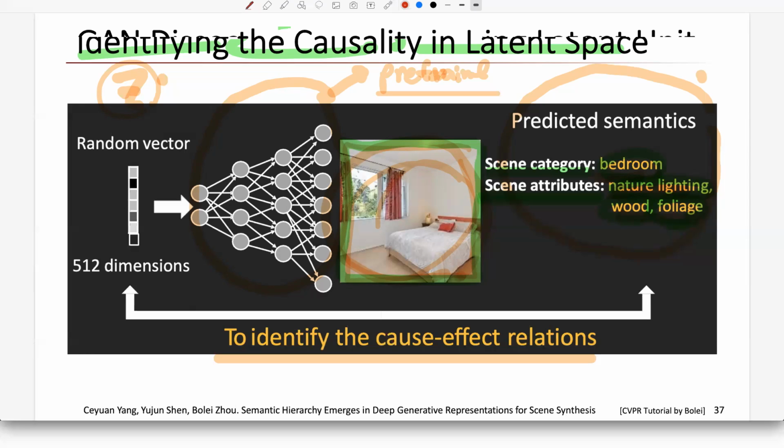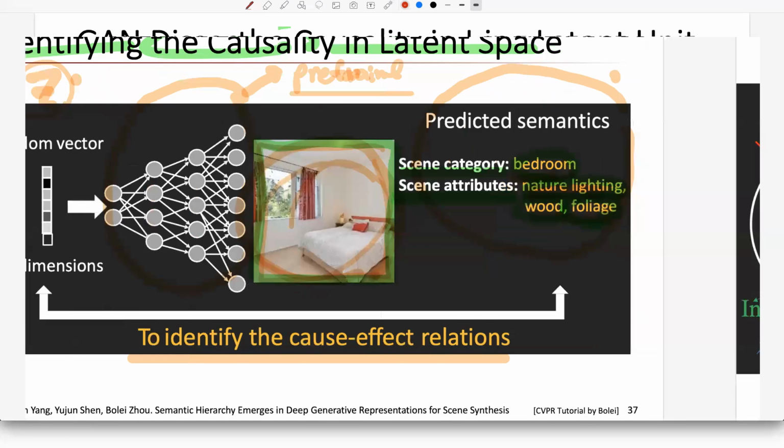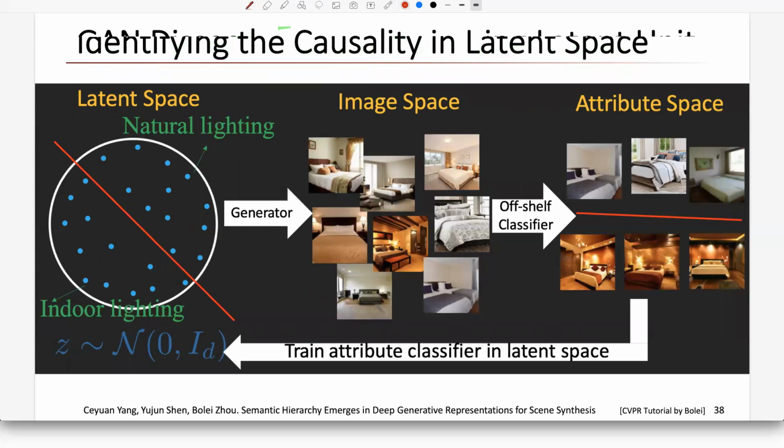즉 input vector z와 predicted semantic의 causal effect 또는 얘네 둘 사이 릴레이션십을 찾는 게 이제 우리의 목적이 되겠죠. 어떻게 찾을 거냐? So how can you do that?